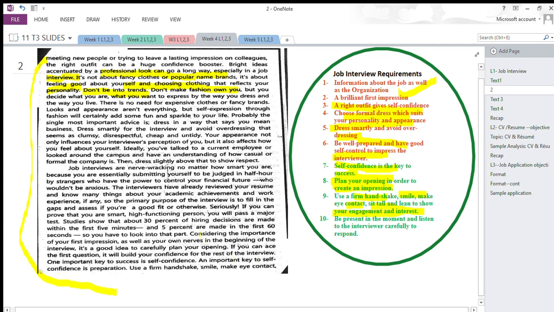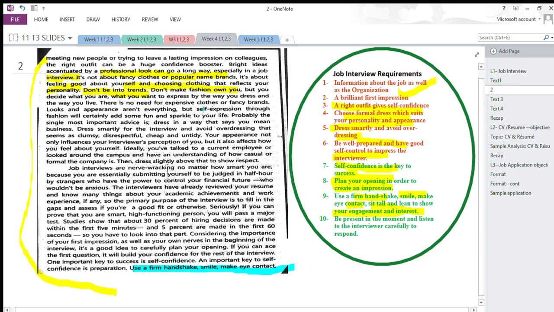See, this is the point given over here in the last. If you can see, use a firm handshake, smile and make eye contact. All these points are explained over here in detail. I have given the hints over here, but you can go through this text to read in detail. Be present in the moment and listen to the interviewer carefully.